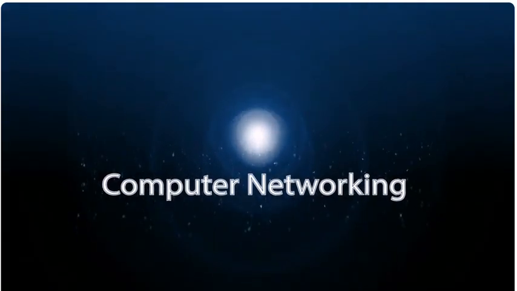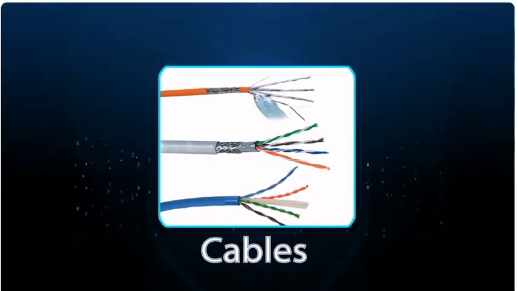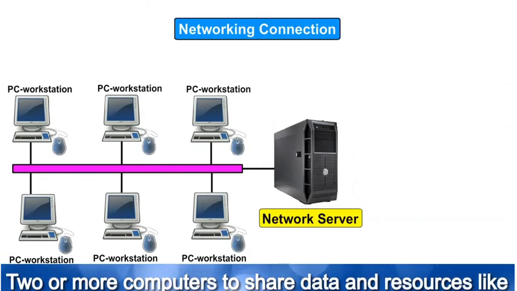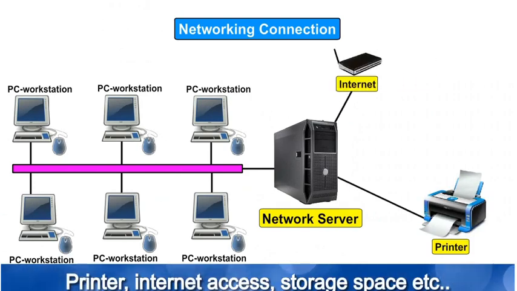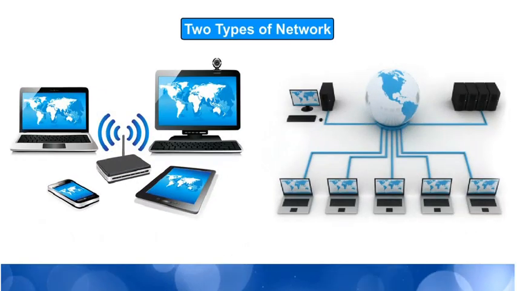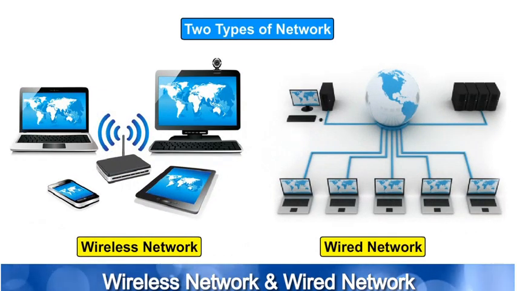Networking. Cables. Networking is done to establish connectivity between two or more computers to share data and resources like printer, internet access, storage space, etc. There are basically two types of network: wireless network and wired network.